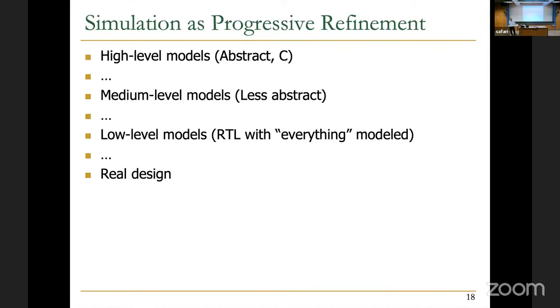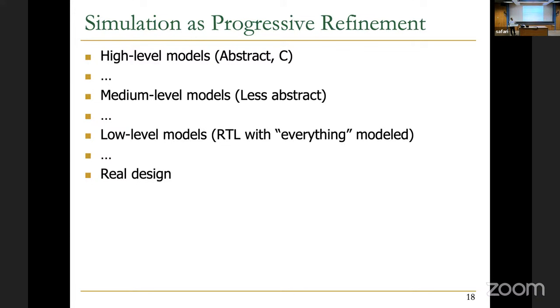Okay. So simulation is a progressive refinement technique. We have high level models at a very high level abstraction layer, which could be, for example, implemented with a high level language like C. We also have medium level models that are less abstract. And then we have low level models like RTL with everything modeled. And in the end, the real design. And there could also be some other models in between.